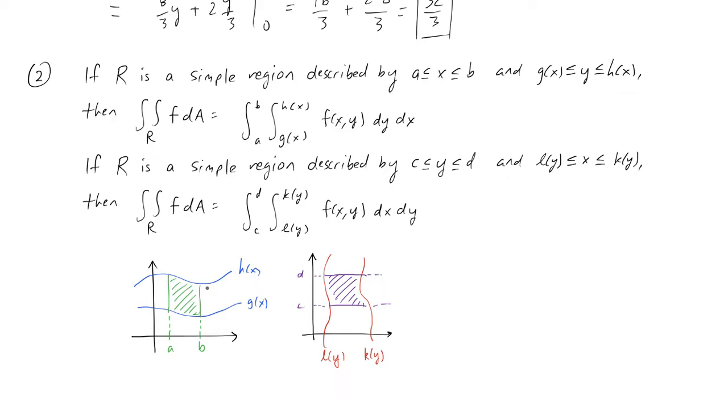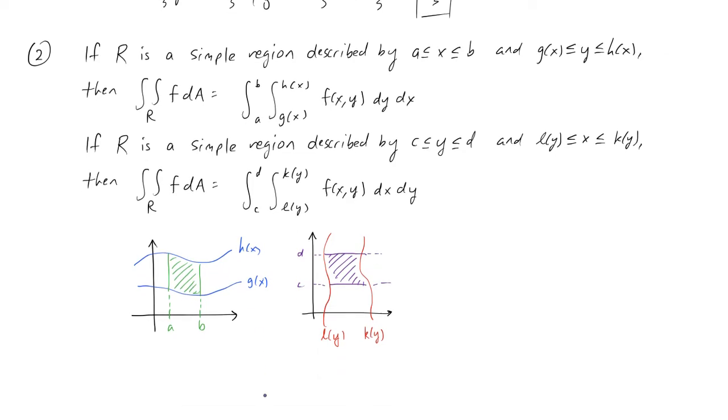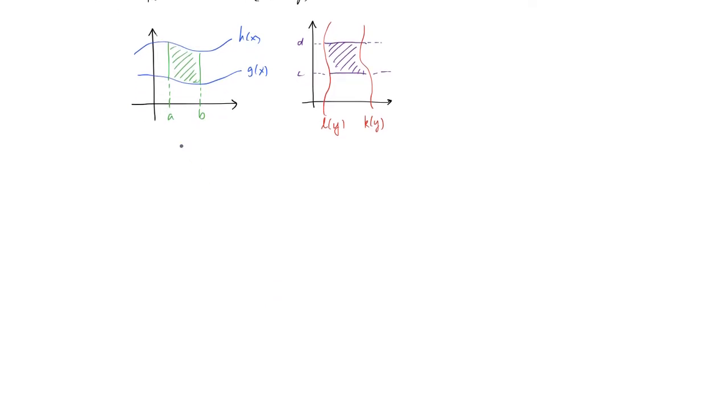So here's the first region. You notice that h and g are the functions that bound the simple region. And here's the second simple region. Notice that L and K are the functions that bound, and they're functions of y, whereas in the first case, they're functions of x. Okay, so let's do an example.